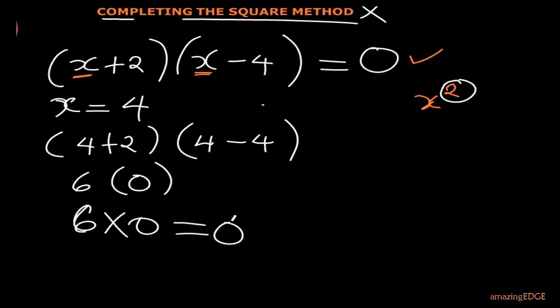So what have we done? There are two possible values of x that when we put in this equation, it will give us 0. So that means that x is equals to minus 2 or 4. And that gives us the solution to this quadratic equation.